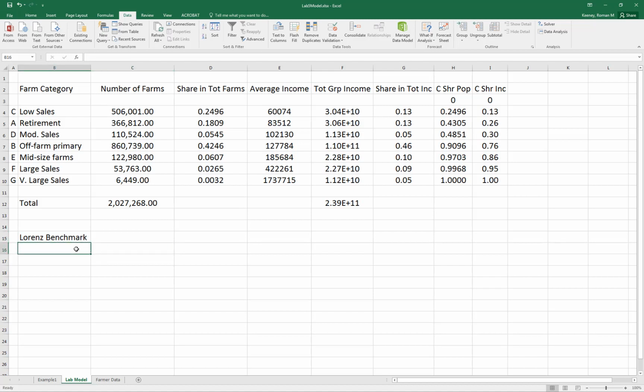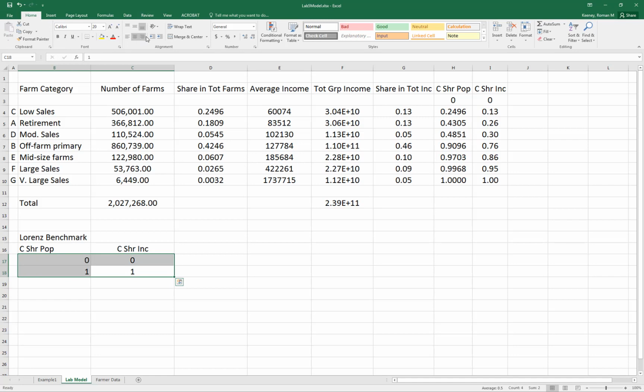I guess we should put the actual values. So we'll go C-share pop, C-share inc. So when this is 0, the share in income is 0. When this is 1, the share in income is 1. Okay. And so it's a good place to start our graph, actually, is using the Lorenz benchmark line.